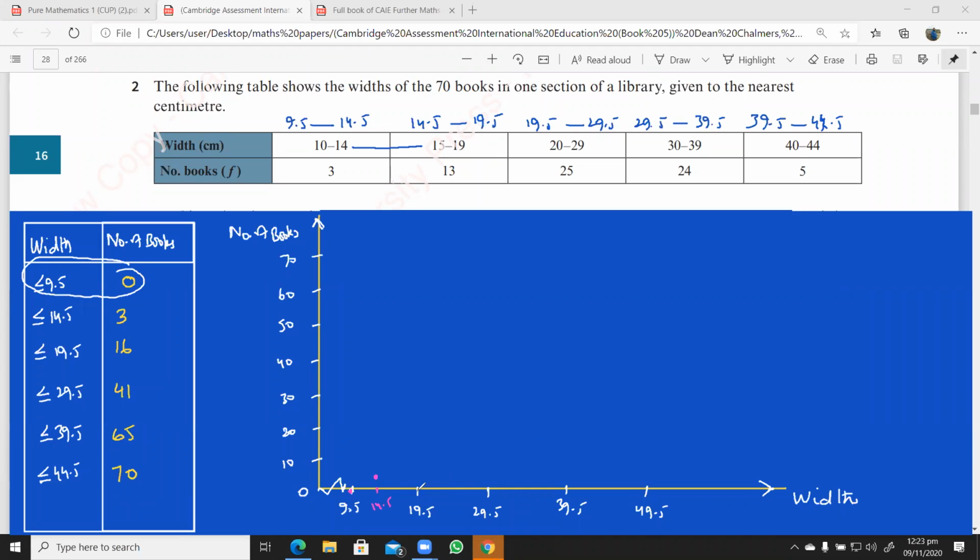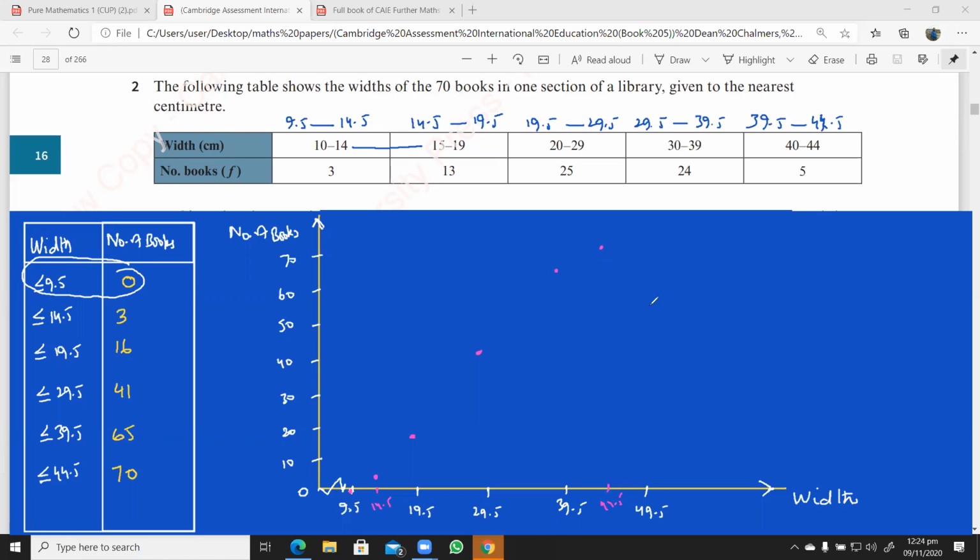From 19.5 we have 16 here, so 16 should be somewhere here. Then for 29.5 I have 41, so 41 to me looks to be here. And then for 39.5 I have 65, so 65 should be here. And then I have 44.5, so 44.5 is at 70.